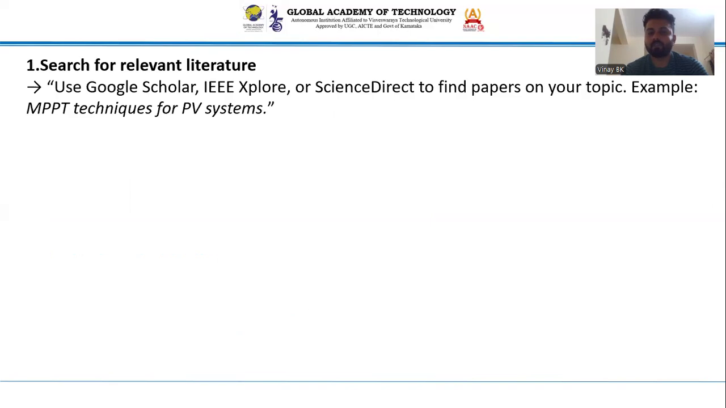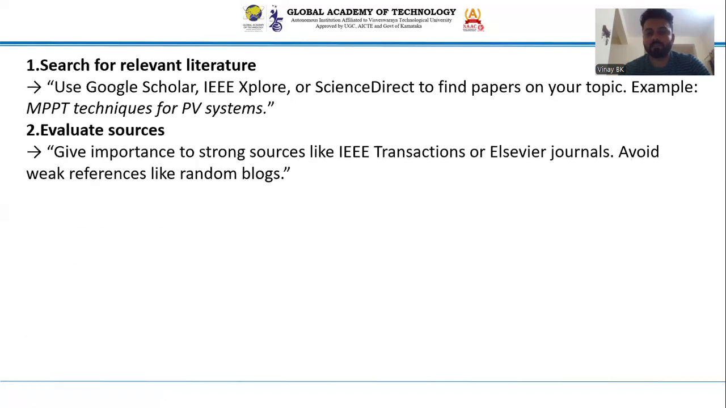So, as I told, the first one is you need to search for relevant literature. There are five keys. So, how are you searching? For everything you have a search engine. So, if you want to search relevant papers, you can use Google Scholar, IEEE Xplore, or ScienceDirect to find papers on your topic. For example, MPPT techniques for PV systems. You just go to the Google Scholar search engine. You can type MPPT techniques plus PV systems. You can get a number of papers in Google Scholar, and you can go to the IEEE open access and ScienceDirect to find the papers.